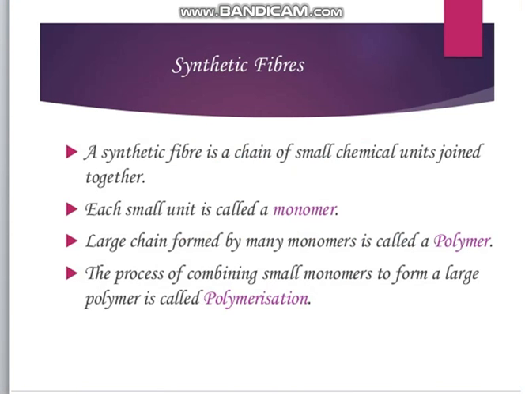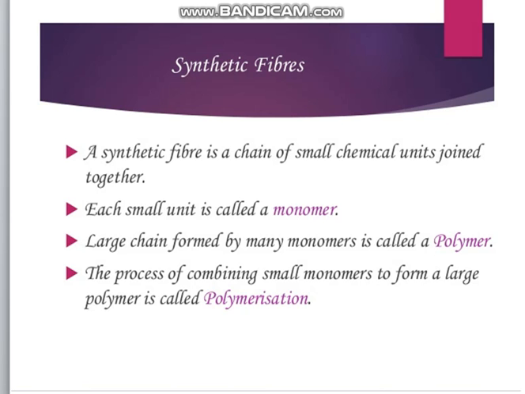This polyethylene is a polymer which is made up by the combination of the small unit ethene. So ethene is the monomer which combines together to form a long chain, and that long chain, which is the polymer, is polyethylene, and the process by which ethene is converted into polyethylene is known as polymerization.